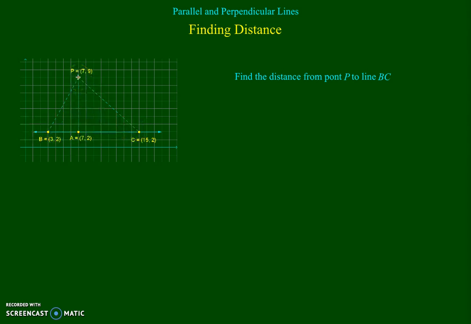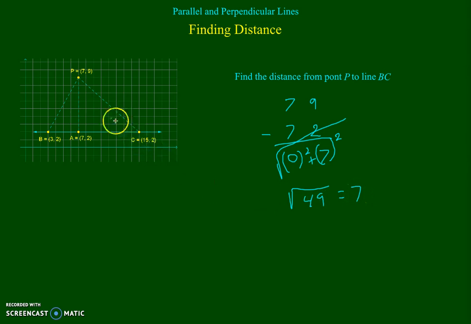So that's all we need to do is find the distance from point P to point A. And that's just the distance formula. So let's go ahead and do the distance formula. I'm going to stack point P, 7 and 9, over point A, which is 7 and 2. And we have 7 minus 7, which is 0. 9 minus 2, which is 7. So we've got the difference of the x's, difference of the y's, square them, add them, square root. This is the square root of 49, which is 7. So the distance from point P to point A, or the distance from point P to line BC, is 7 units.